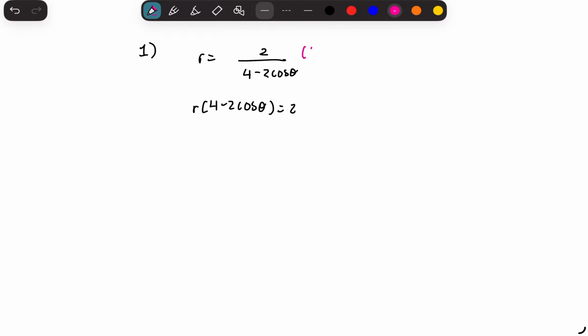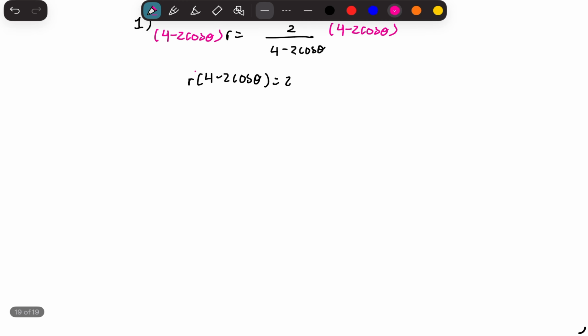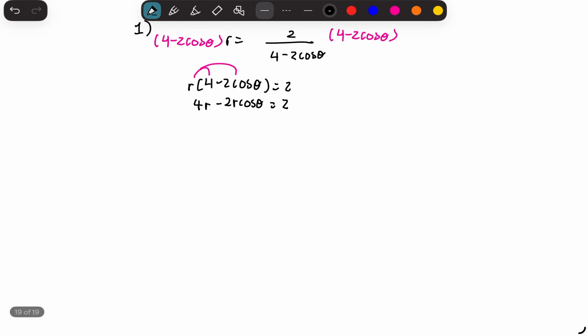And what we did was we basically just multiplied 4 minus 2 cosine of theta to each side. And that is what your result is going to look like. After this, you can just distribute, and you're going to get 4r minus 2r cosine of theta is equal to 2.